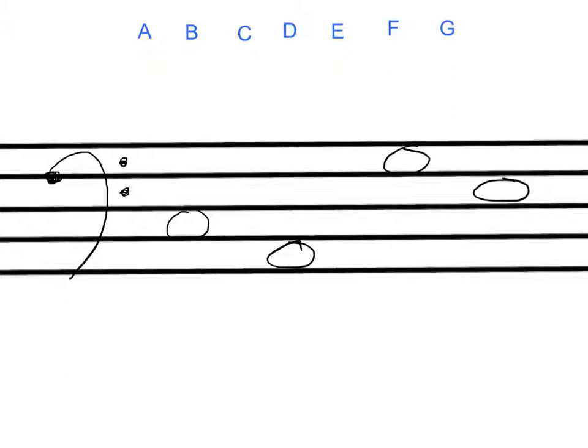Okay, so the first note is going to be a C. The second note is an A. The third note is G, and the last note is E. And again, just remember, from the bottom up to the top, the names of the spaces are all cows eat grass.